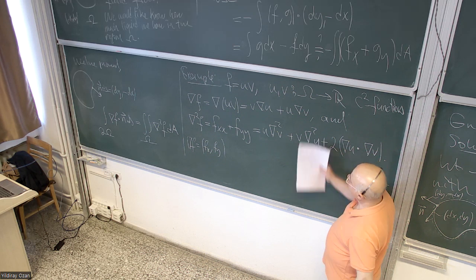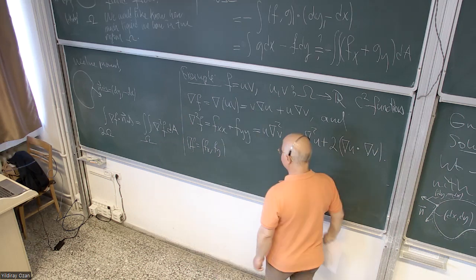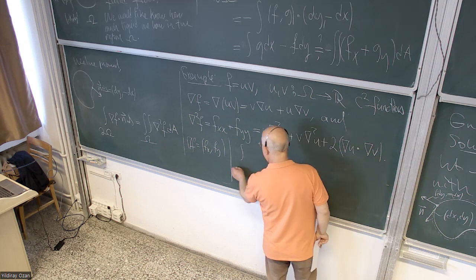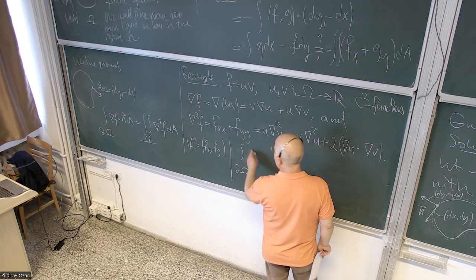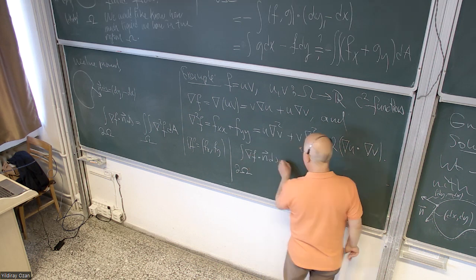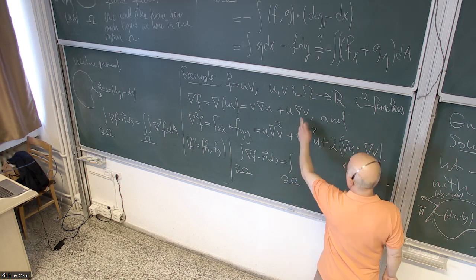Peki bunu şimdi şeye uygulayalım. Bu sonuca. So let's apply this result to this f, okay? So we get what? The integral over the boundary of nabla f times n ds is equal to what? This is just, this thing is this gadget.